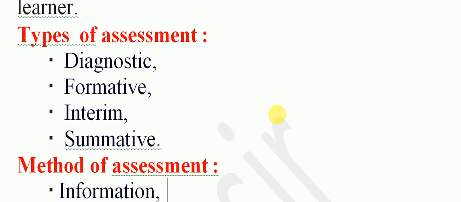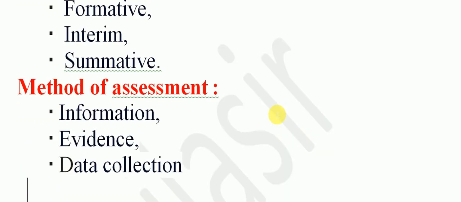Summative assessment, as we know, means total sum. Summative assessment is the evaluation of student learning at the end of instruction. First of all, we take the lecture, we give information, we plan the lesson, and at the end of the lesson or at the end of the unit, we take the evaluation, we take the test. It is called a summative assessment.